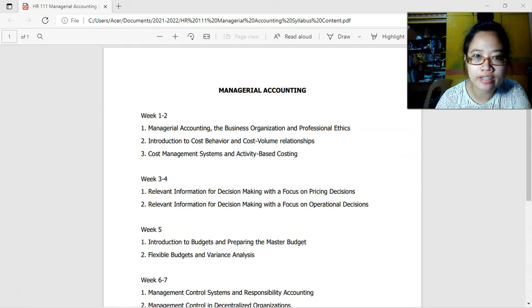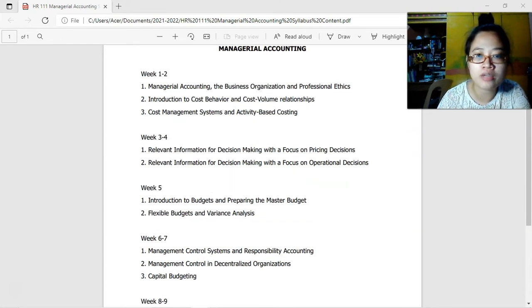Okay, so ito yung content, week 1 to 2. So we have introduction ng managerial accounting, the business organization, and professional ethics. Tapos kasama din dito introduction to cost behavior and cost volume relationships, cost management systems, and activity-based costing. Pero ito more on theoretical pa lang. Okay, yung with computation, later na. Okay, under week 3 and 4, so we have relevant information for decision making. Ang magiging focus ay on pricing decisions. Tapos yung the other is focusing on operational decisions naman.